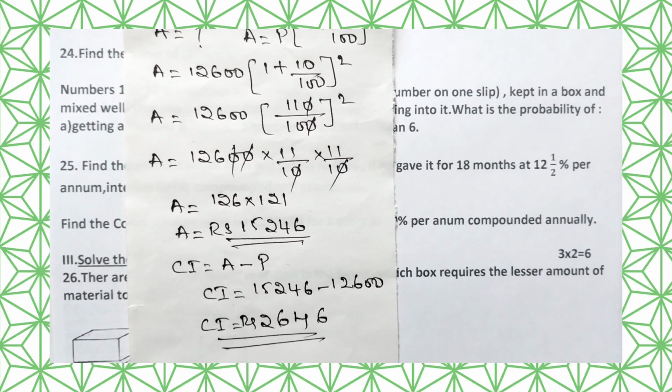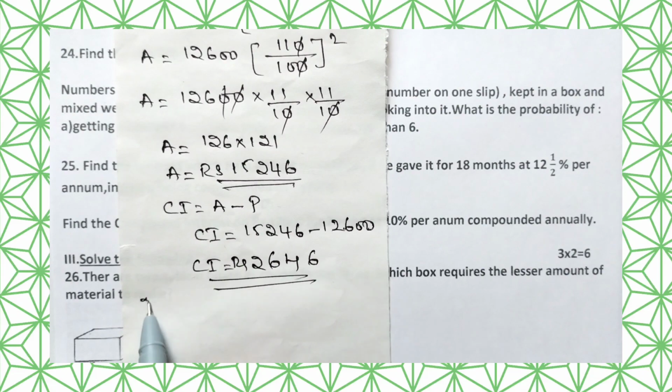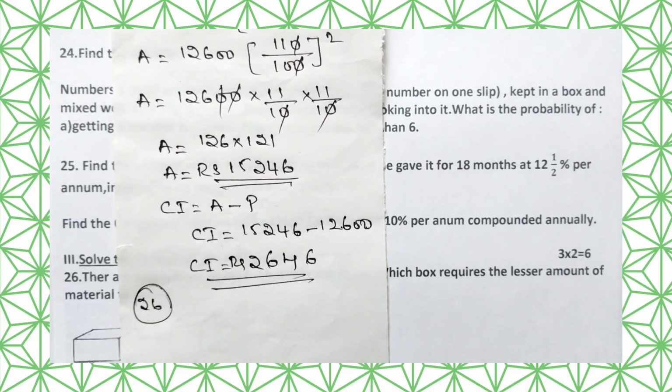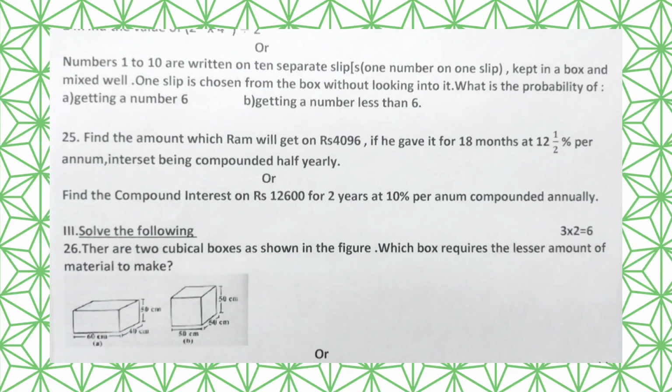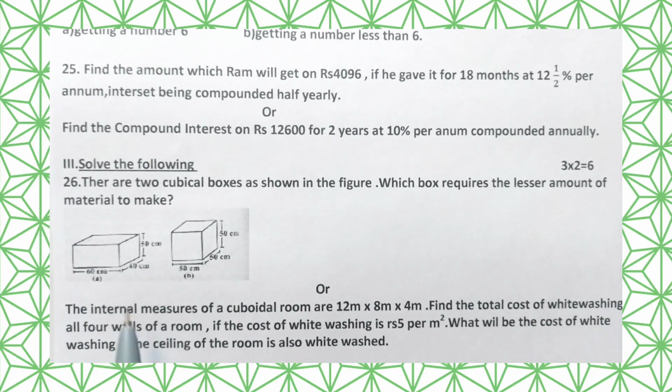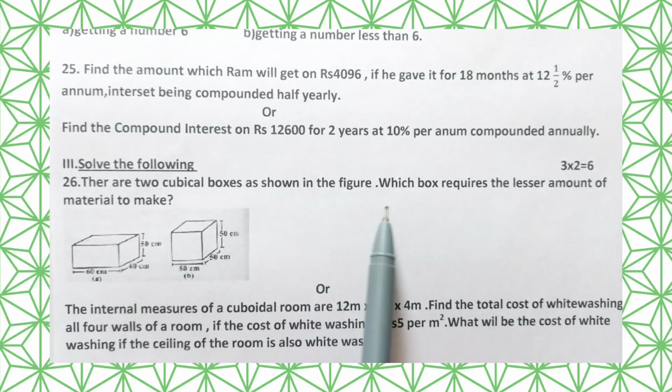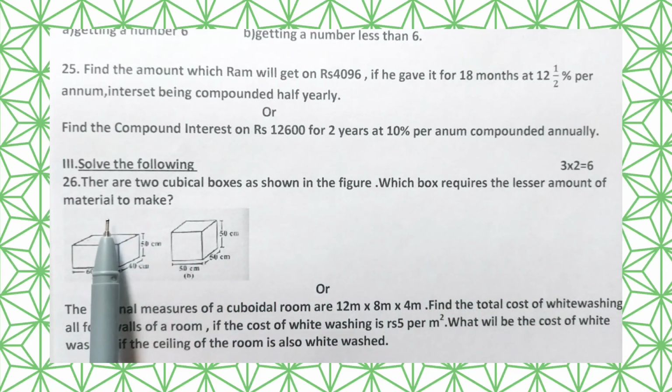So now let us move to question number 26. That is a 3 marks question. In that one, the first question is, there are 2 cubical boxes as shown in the figure. Which box requires the lesser amount of material to make? So which of these two can be made using less material? For that we have to find out the area of both. So let us answer this question.